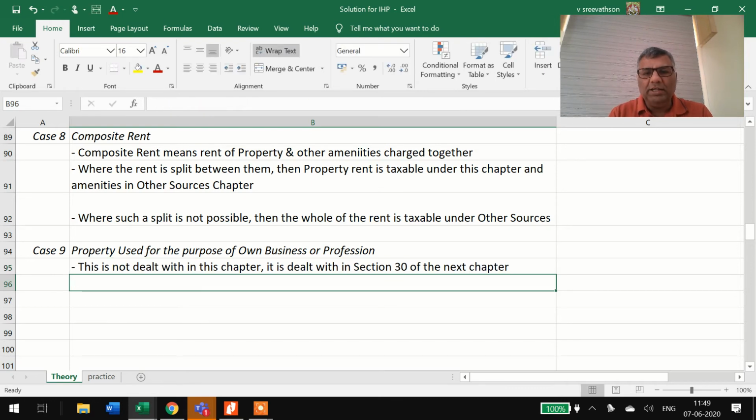It is not at all in this chapter. That will never enter this chapter. It goes to the next chapter, which is business or profession. This is not dealt with in this chapter. It is dealt with in section 30 of the next chapter only.